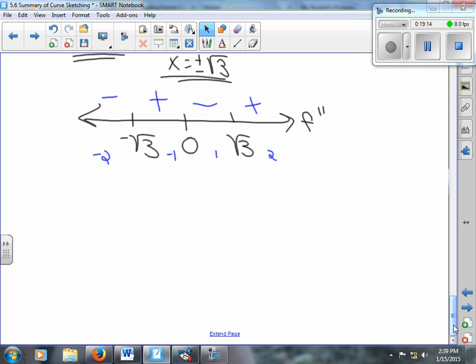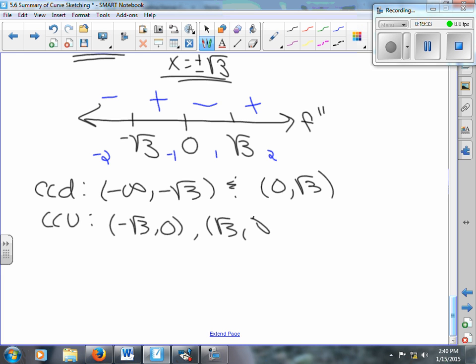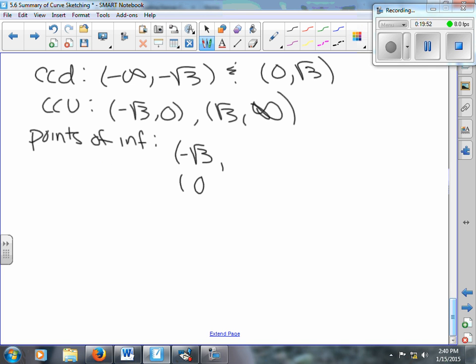All right, so to sum this up, I have concave down from negative infinity to negative square root of 3, and from 0 to square root of 3. And then I have concave up from negative square root of 3 to 0 and square root of 3 to infinity. And so I have points of inflection at wherever these signs changed, which was at every single one of those x values. So at negative square root of 3, 0, and positive square root of 3.